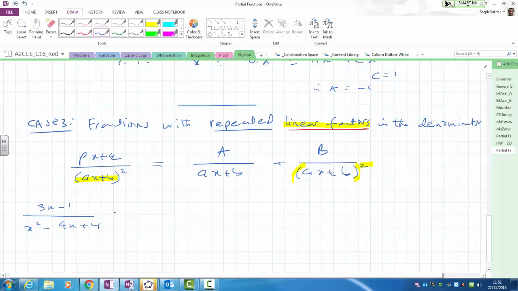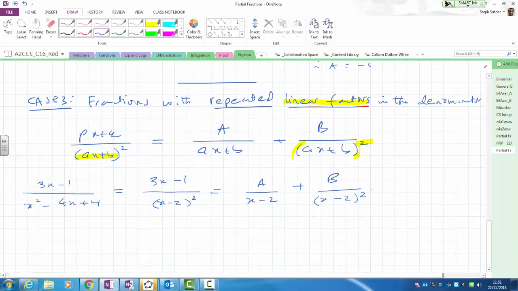So 4x plus 4. If we factorize the bottom, what do we get? Somebody factorize the bottom? X minus 2 squared. Now it's a repeated linear factor. Therefore we'll write x minus 2 squared. And we'll put two integers at the top, a and b. Notice I haven't put a linear at the top of x minus 2 squared. I've just put an integer.